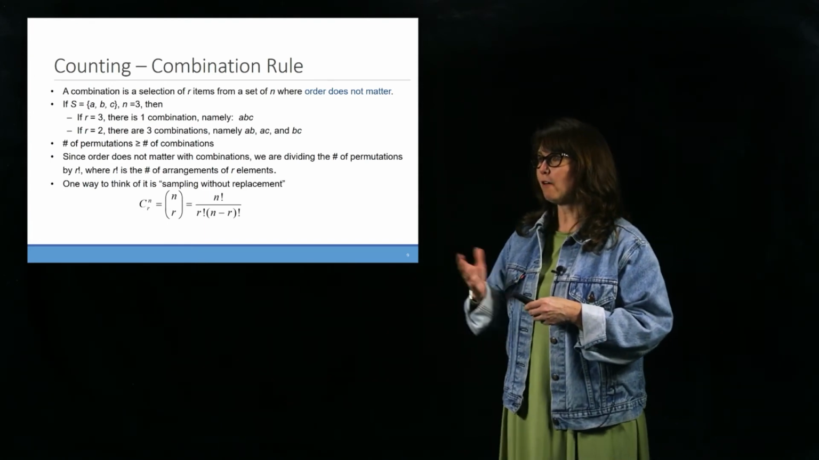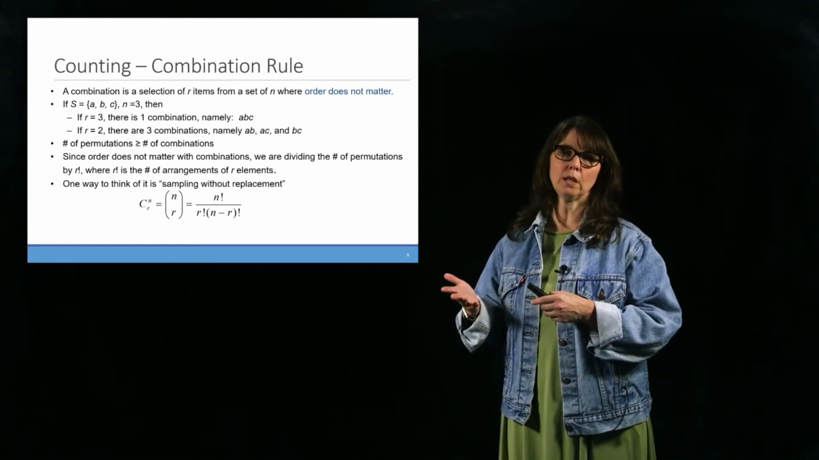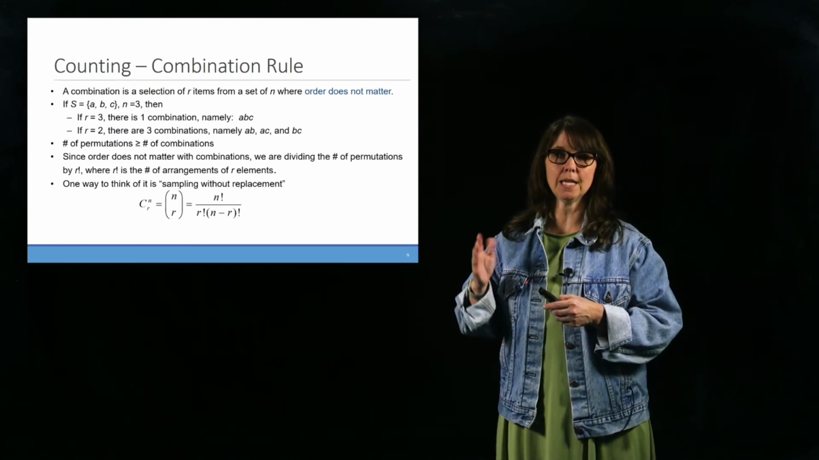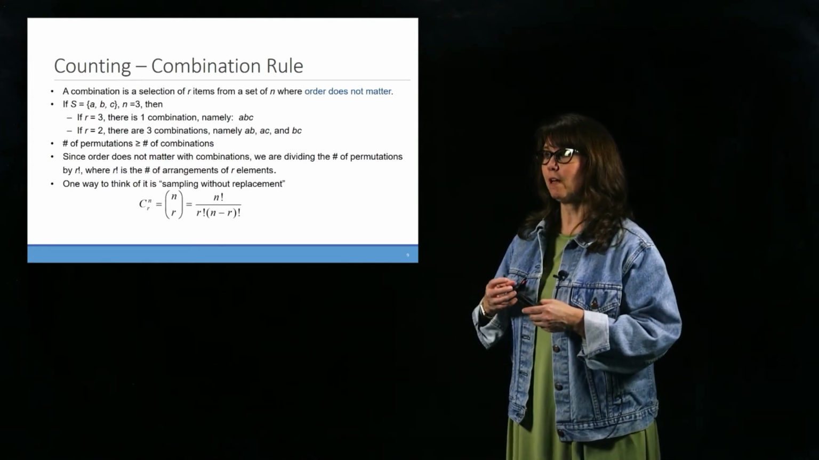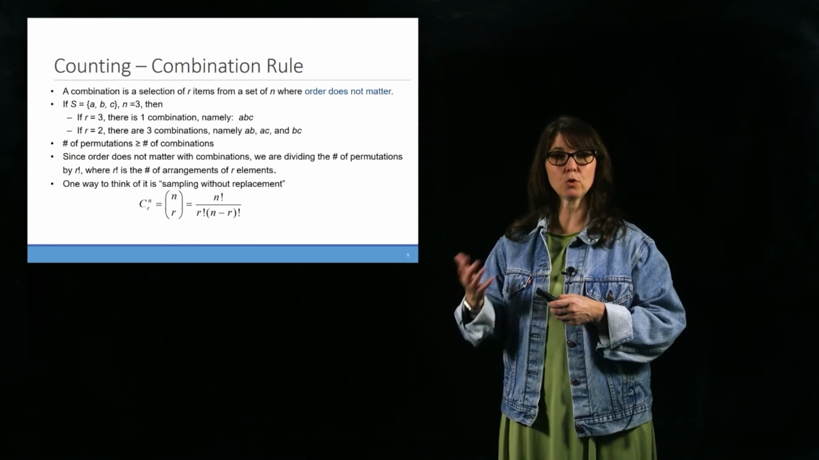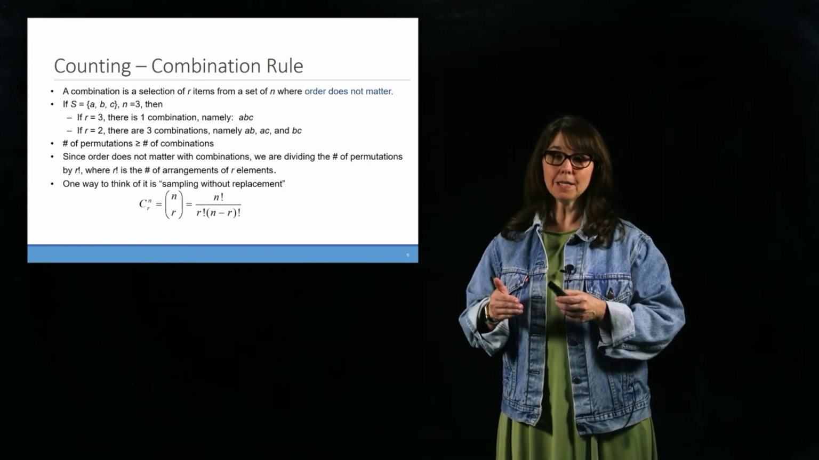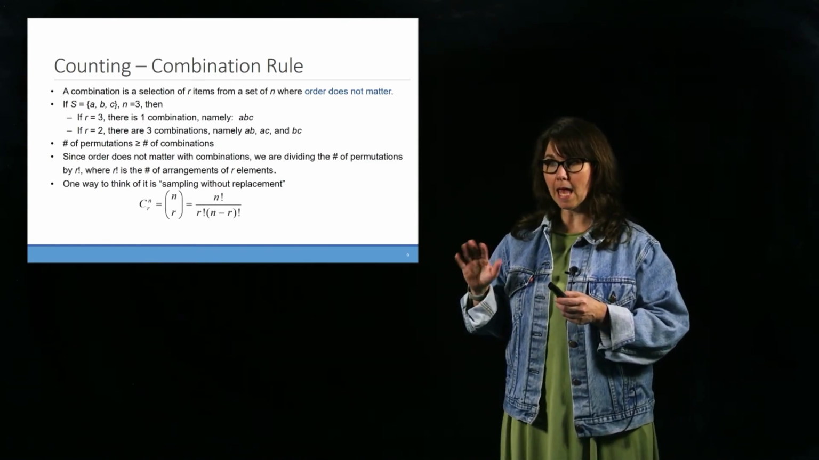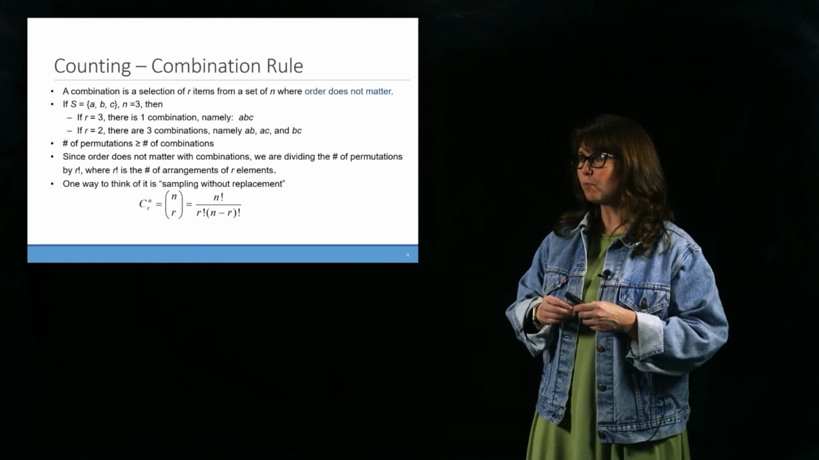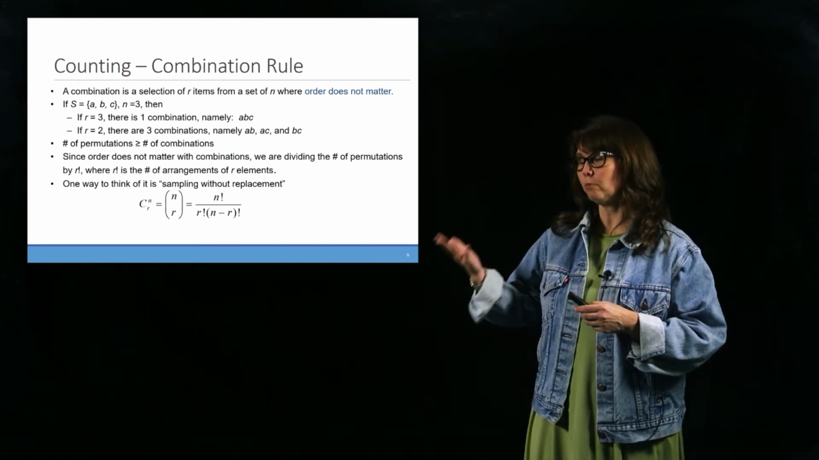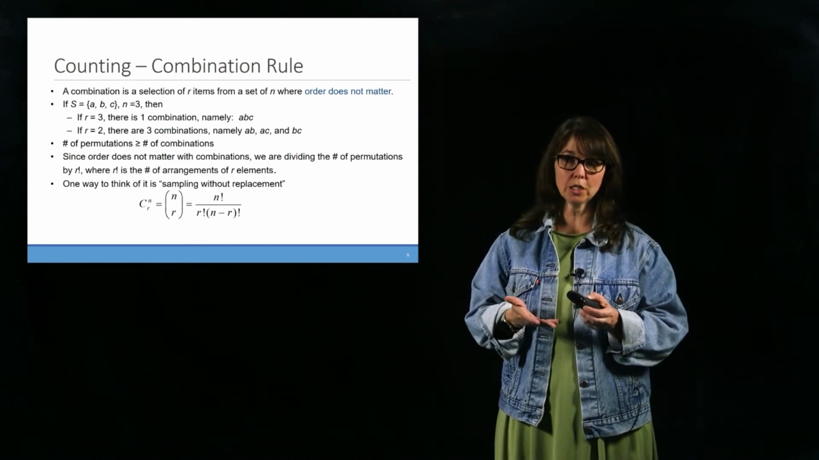So in this case, if our sample space is ABC, N is equal to 3. If R is equal to 3, there's only one combination, ABC, because ABC, BCA, CAB, those are all the same. If R is equal to 2, our subset is of size 2, then there's actually 3 combinations because we're only interested in subsets of size 2. So AB, AC, and BC, because we don't care about BA, CA, or CB. Those are the same. And so the number of permutations will be greater than or equal to the number of combinations.